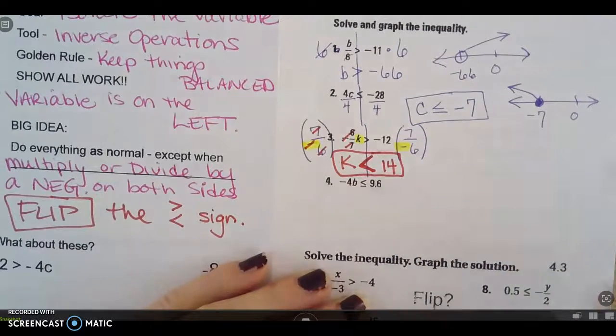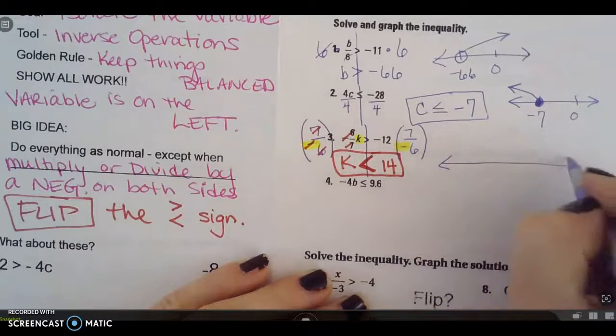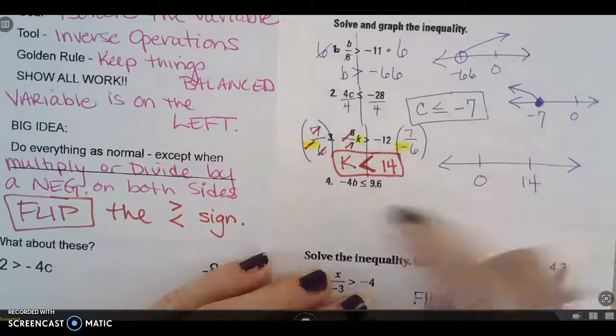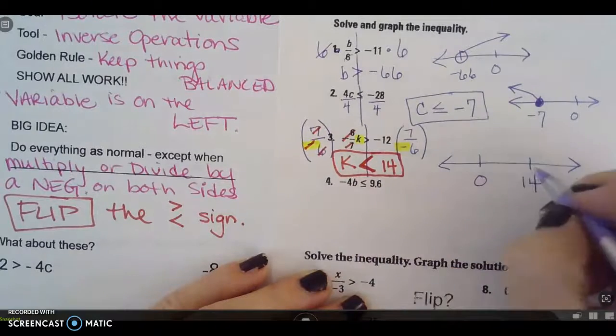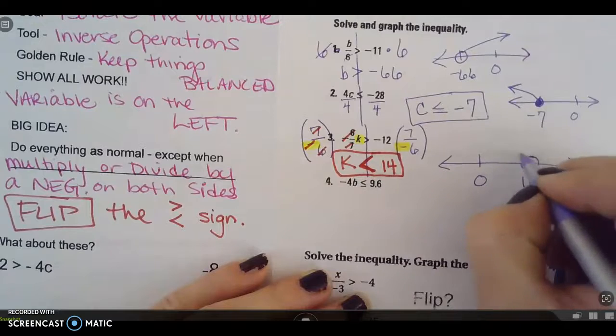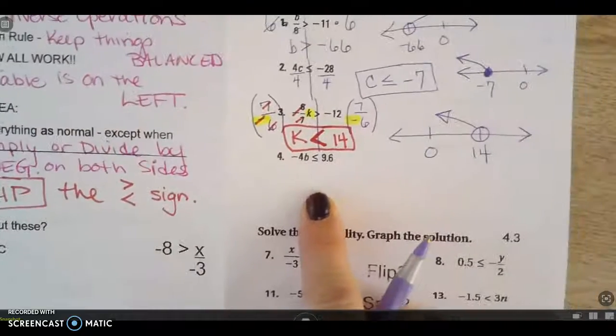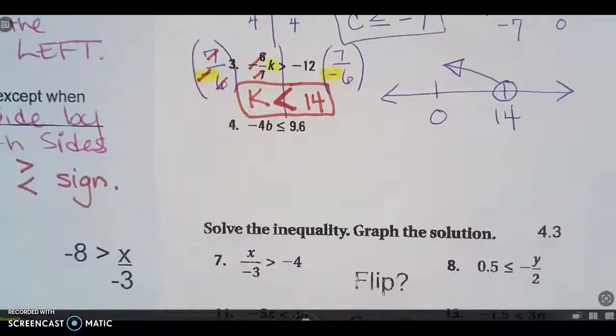And now when I graph it, I'm going to graph 14. K is less than 14, so open circle, arrow to the left. Pause if you need to catch up with any of this. Okay, we've got one more on this slide to do. I'll zoom in a little bit more so maybe you can see better.